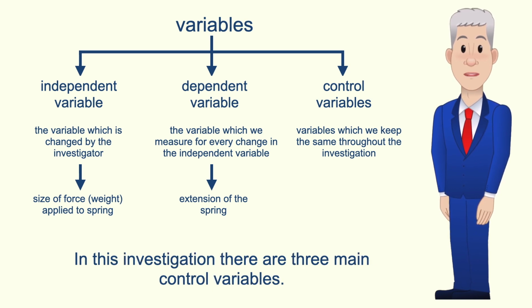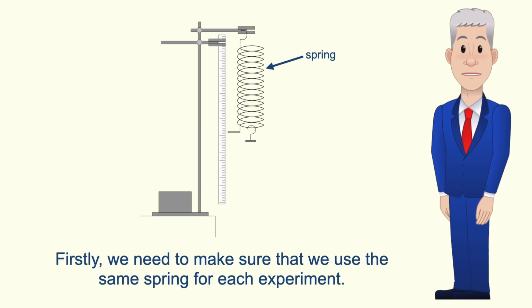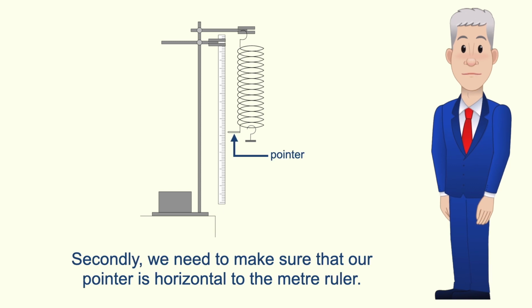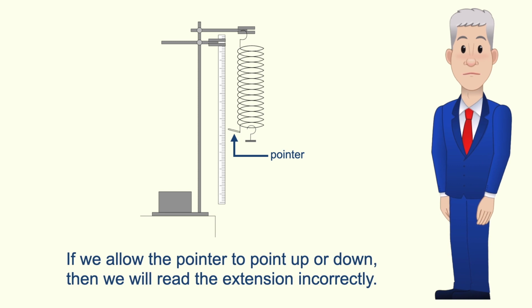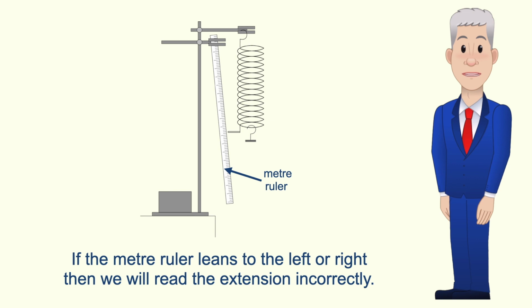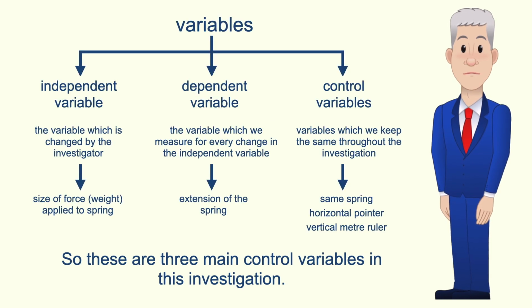In this investigation, there are 3 main control variables. Firstly, we need to make sure that we use the same spring for each experiment. Different springs could produce a different extension for the same force. Secondly, we need to make sure that our pointer is horizontal to the meter ruler. If we allow the pointer to point up or down, then we'll read the extension incorrectly. And lastly, we need to make certain that the meter ruler is vertical. Again, if the meter ruler leans to the left or right, then we'll read the extension incorrectly. So these are the 3 main control variables in this investigation.